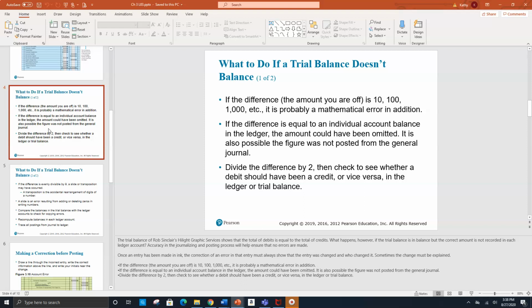Believe me, if you're dealing with a big trial balance, it's a lot of work to go back and check all that information. That's kind of why we do the post-reference, to help you track and make sure everything's in balance.